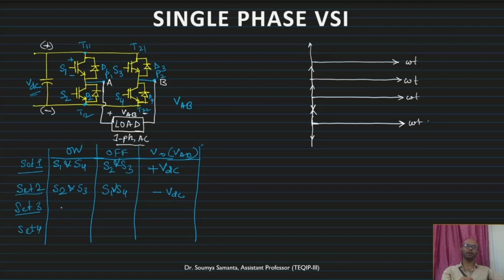Set 4, what will happen? This may happen, S1 and S3 may be turned on, and S2 and S4 may be turned off. So in that case, the output voltage will be 0. And in another case, it may happen S2 and S4 may be turned on, and S1 and S3 may be turned off. In that case also, we will get 0 voltage.